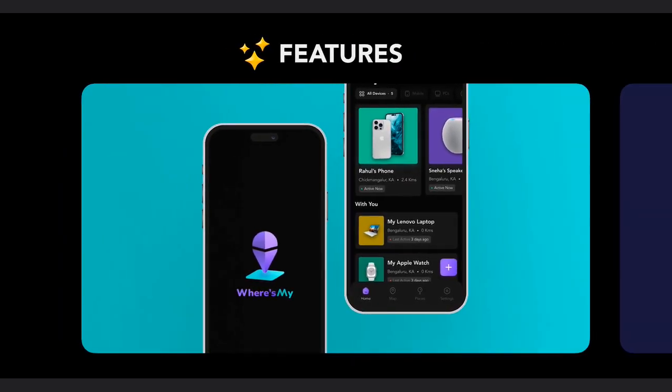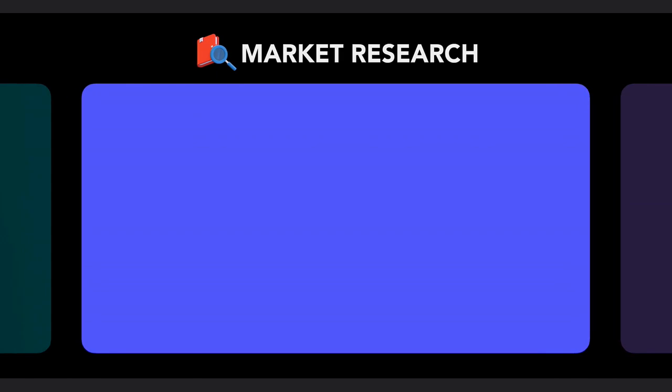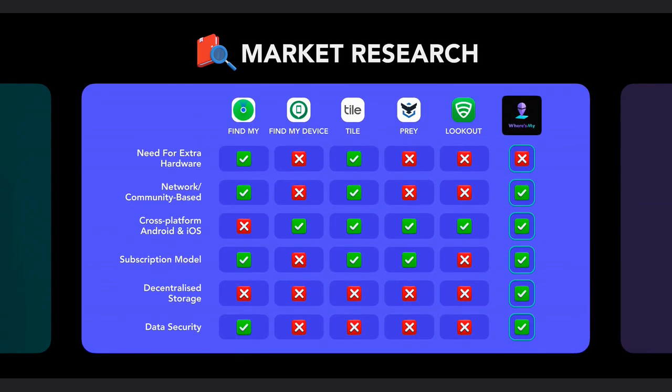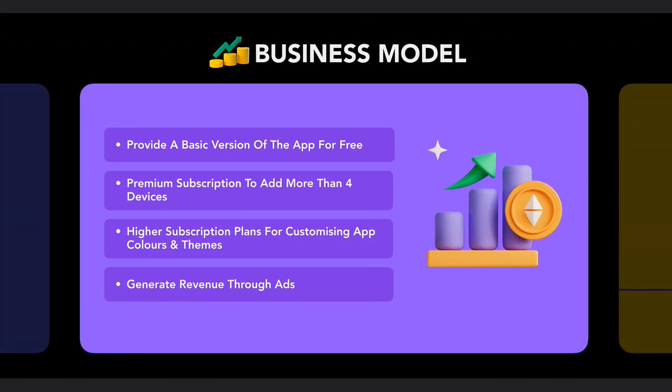Now that we know how the app works, here is some additional information about the features of our app. During our market research, we were able to compare existing device tracking apps with our own solution. We compared in-app features, business models, and data storage methods to conclude that WheresMy is the only decentralized solution among existing device tracking applications. Digging deeper, our business model would be to provide a basic version of the app for free and charging users for a premium subscription if they wish to add more than 4 devices on the app.